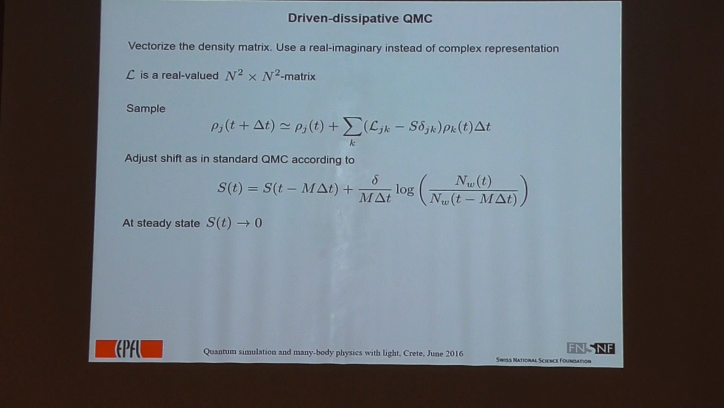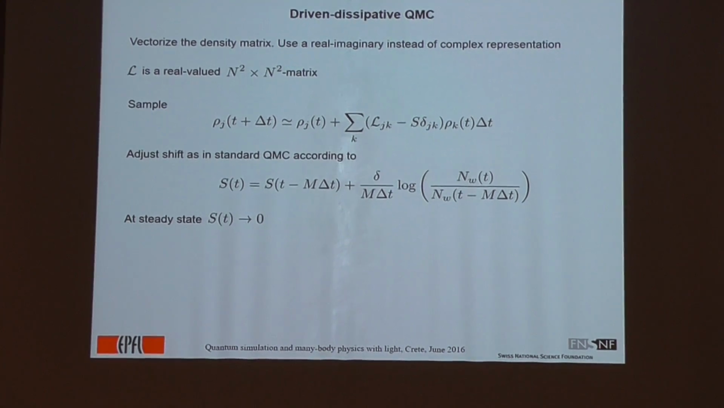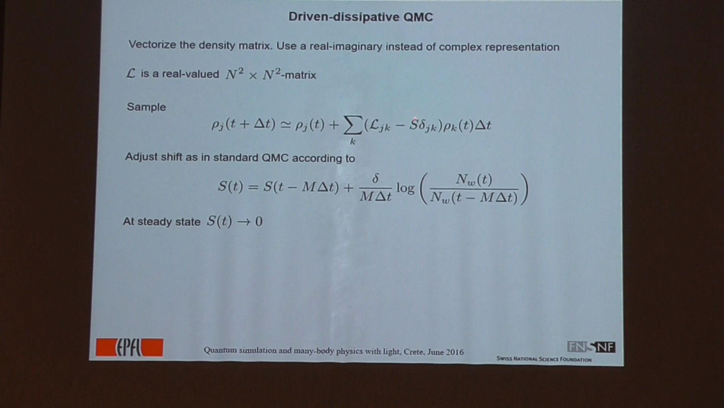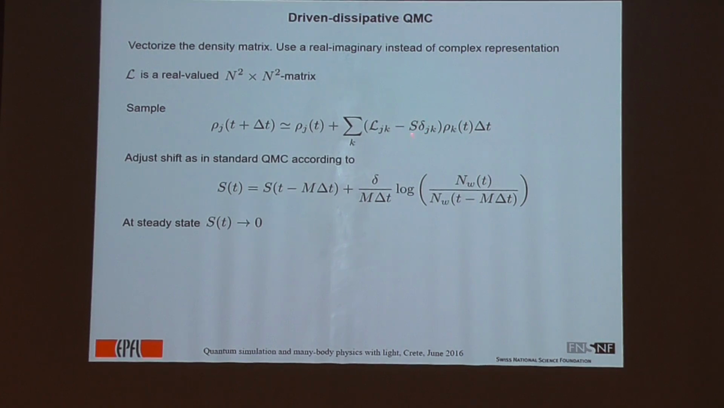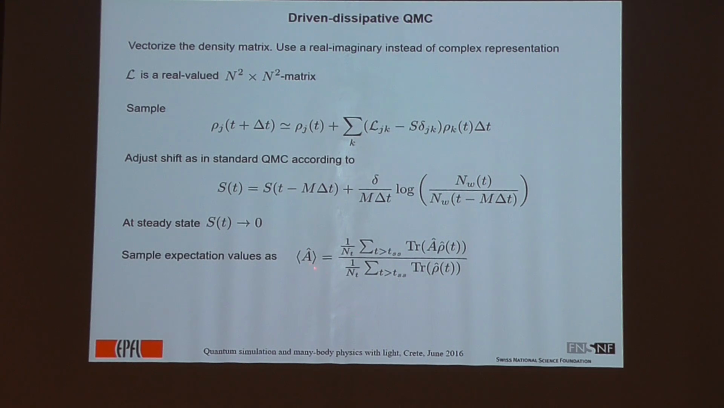And this gives you, on average, a constant number of walkers that has been reached. The idea is that when you are stationary, then this S updated in this way will converge to 0, because 0 is the eigenvalue that we are looking for. Once you have reached the steady state, then you start sampling quantities, and quantities can be sampled like this. You have to take a time average instead of just an expectation value, because this is how Monte Carlo works. You use average in time instead of expectation value.